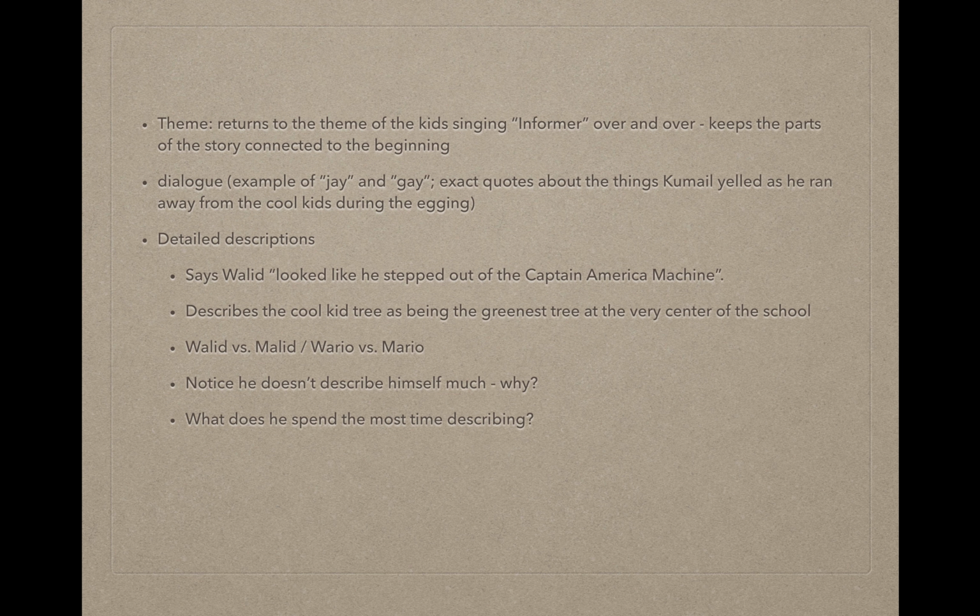When he talks about the cool kid tree, he says it was the greenest tree and that it probably was mathematically at the center of the school. So it's not literally at the center of the school. That's imagery to help you understand these are the kids at the center of everything. They have all the best stuff. They sit in the coolest places. And that's a very relatable idea. So on the one hand, it's specific because he gives you details, but on the other hand, it's very relatable.